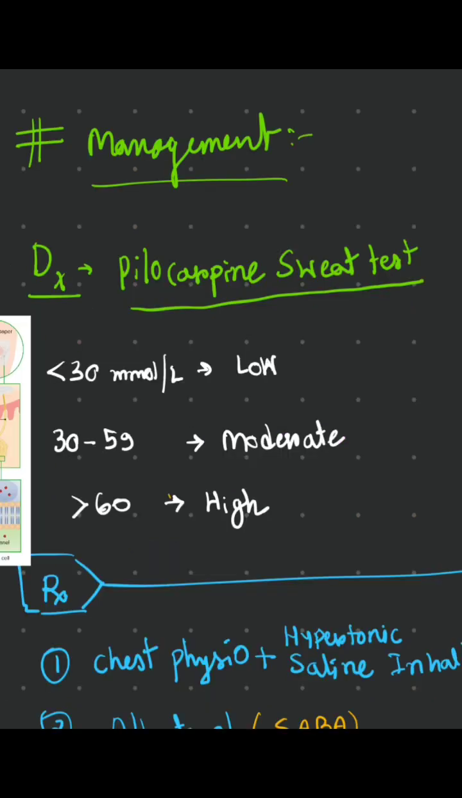So about the management, the investigation of choice is the pilocarpine sweat test, and the value of the pilocarpine sweat test should be more than 60 millimole per liter to say it is high, thus suggesting the patient might be having cystic fibrosis. And the value from 30 to 59 millimole per liter suggests a moderate increase in chloride ions, and this requires more genetic testing to confirm cystic fibrosis. Values less than 30 millimole per liter are quite low, and it can rule out cystic fibrosis.